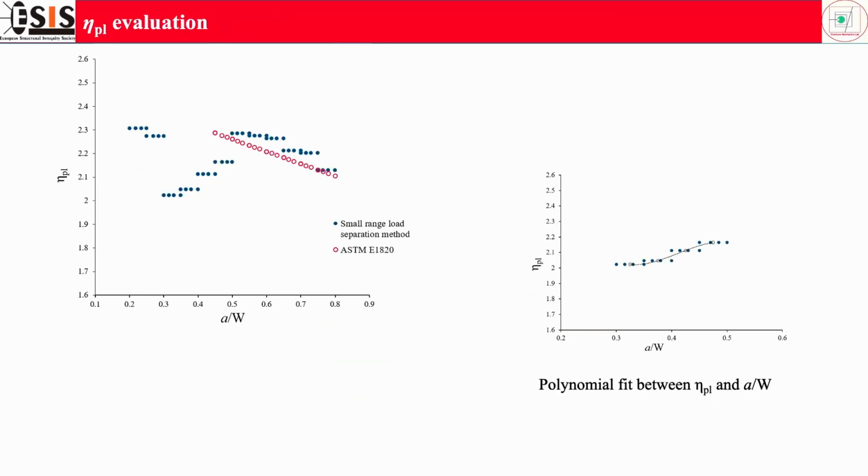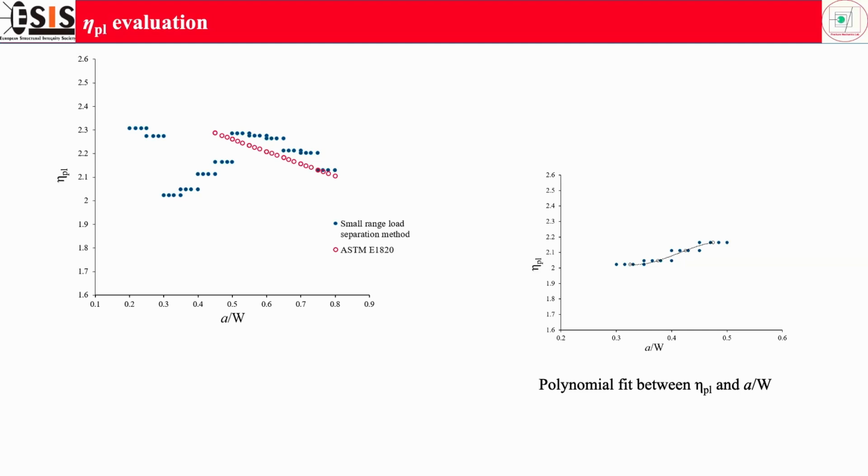In this result, we can see that for every 0.5 range, I have implemented the power law fit, and from that I found that the ASTM standard result is in good agreement with the small range load separation method. I have named this method the small range load separation method, and if it matches well for the range of a/W greater than 0.5, then we can use the formula derived through the simulation for a/W less than 0.5.